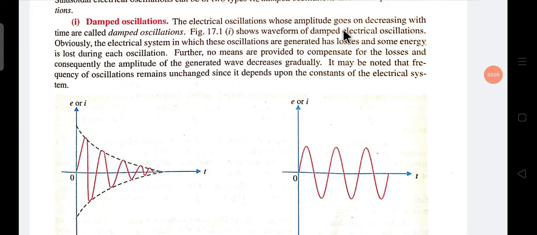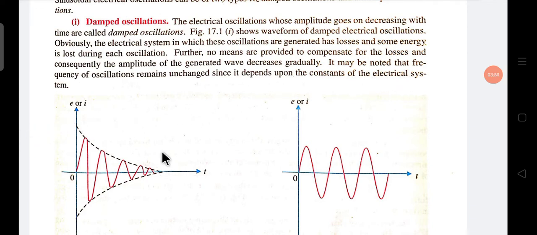Obviously, the electrical system in which these oscillations are generated has loss. Due to that loss the amplitude decreases, and some energy is lost during each oscillation. Further, no means are provided to compensate the losses, and consequently the amplitude of the generated wave decreases gradually. It may be noted that the frequency of oscillation remains unchanged, since it depends upon the constants of the electrical system.